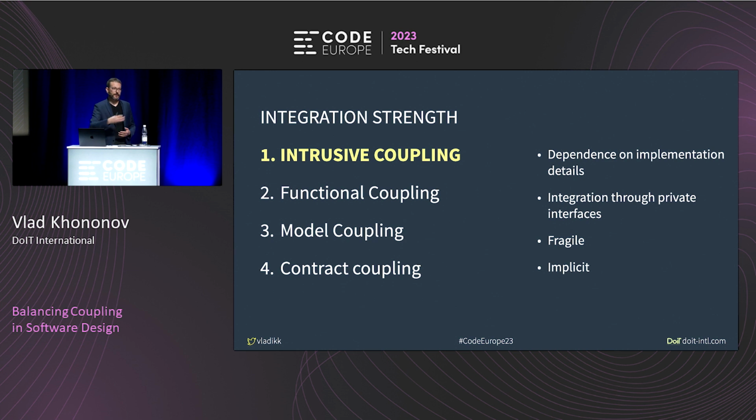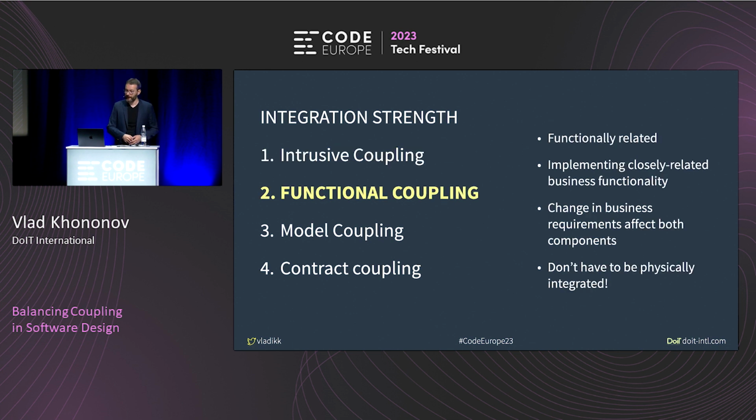All those details are shared across the system, and thus we have to assume that any change to any one of those implementation details can cause cascading changes or integration issues in other components of a system. So this integration method is fragile and implicit. All knowledge is shared.